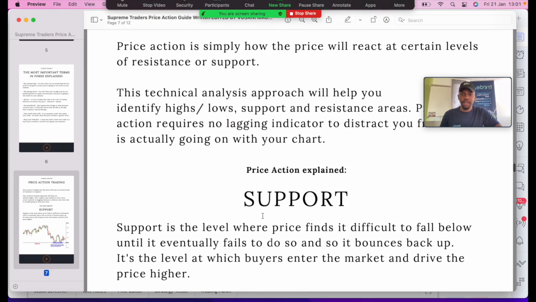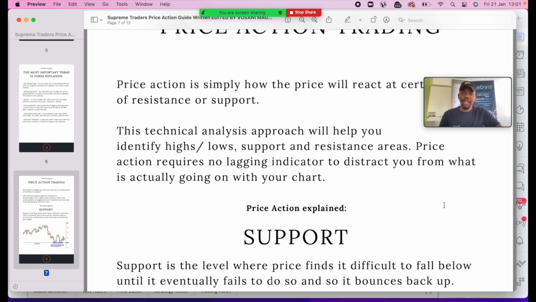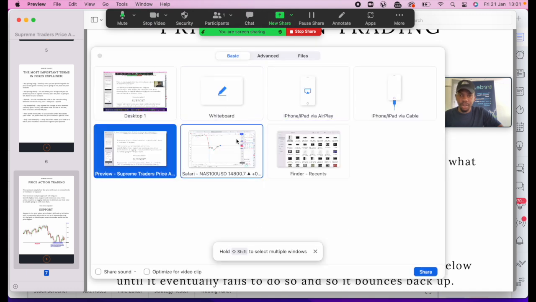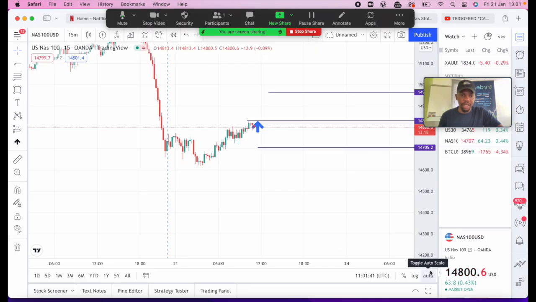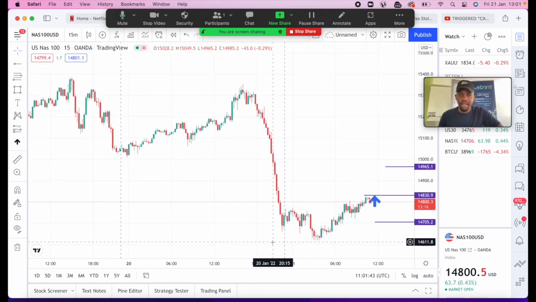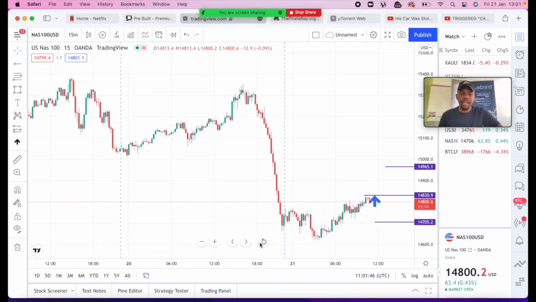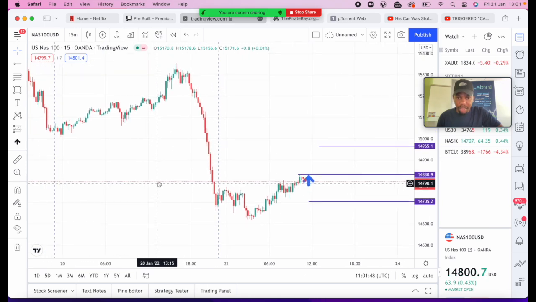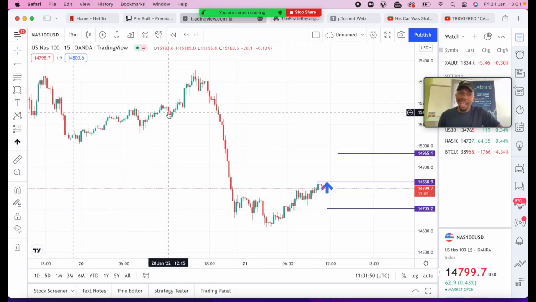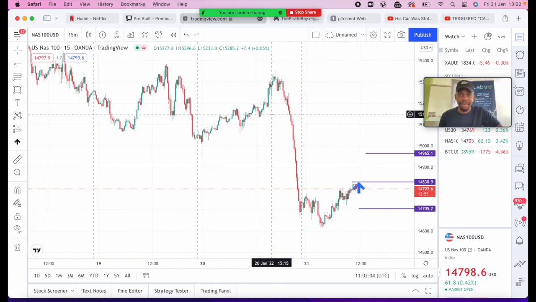So first things first, we need to understand that the market moves in highs and lows. The market moves in highs and lows, and to show you this, I'm going to open the same chart that we're using, which is the NAS 100. So I'm going to mark all the highs and lows to show you. A high is basically a turning point at the top. If the market is going up, it's not going to go up forever. So where it's going to turn, that's a high.